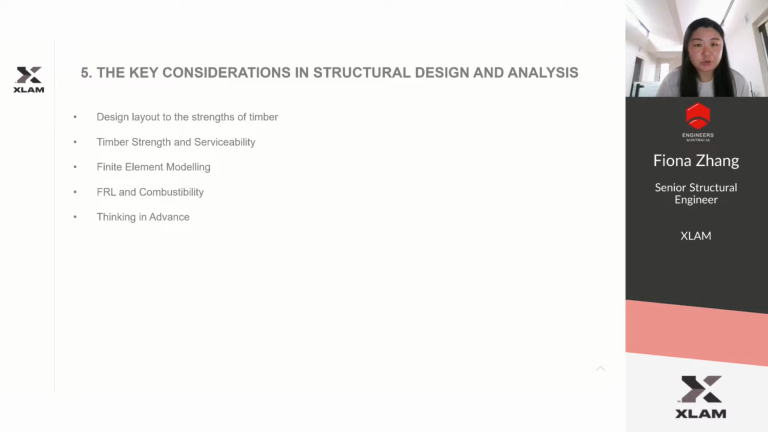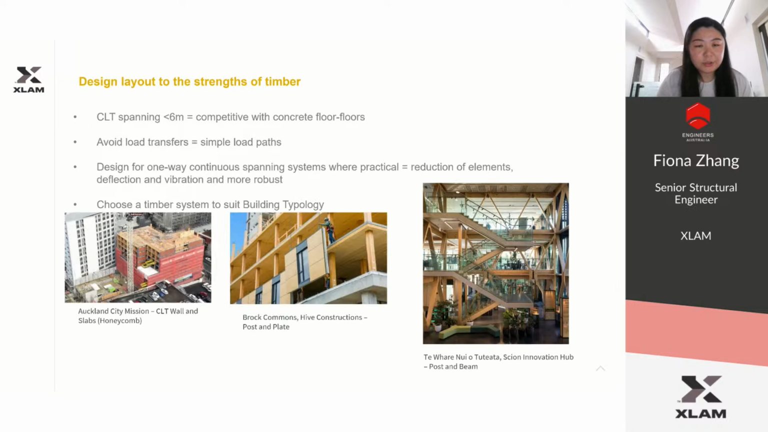The key considerations in structural design and analysis. When it's considered a timber building, how can we benefit from the timber building? CLT spanning less than 6 meters will be very compact compared to the concrete floor to floor. We'll try to avoid load transfer, make a simple load path, and design for a one-way continuous span system where practical to reduce the elements. It can reduce the deflection and the vibration and make it more robust. So there are some examples of the system, such as CLT walls and slab as a honeycomb, the post and plate, and this is purely post and beam, like glulam.